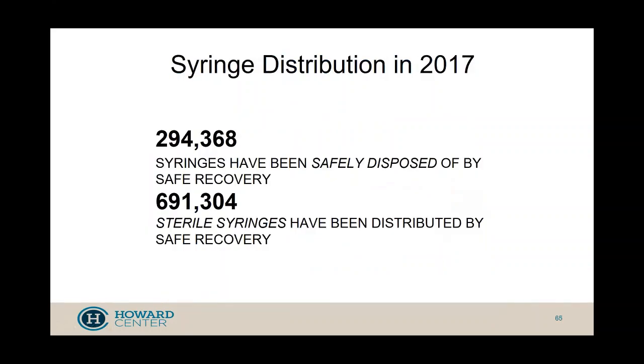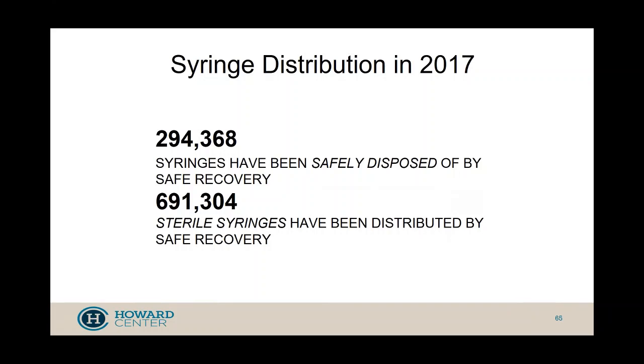And like I said, we have distributed just close to 700,000 syringes out of Safe Recovery, and about 300,000 have come back to us. What we're really focused on is making sure that people dispose of syringes safely and effectively. Safe Recovery has clients from every county in the state of Vermont, and around 34% of our clients come from outside of Chittenden County. So a lot of people can't get back here to return their syringes at a regular rate.